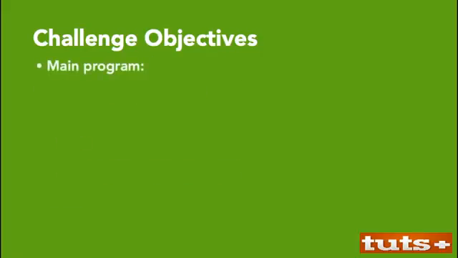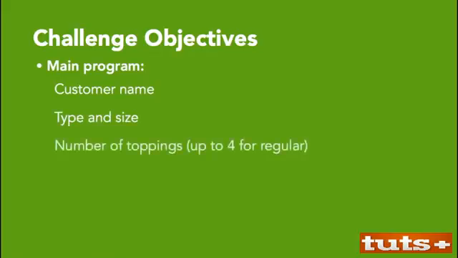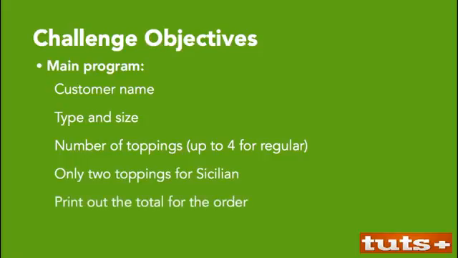The main program will ask the user for the customer name, the type and size of the pizza they would like to order, and the number of toppings. We're going to allow up to 4 toppings for a regular pizza, but only 2 for Sicilian. Finally, we'll print out the total for the order, including a description of the pizza they ordered.